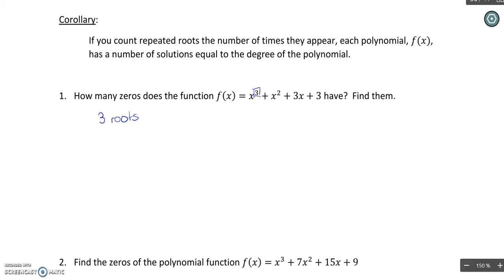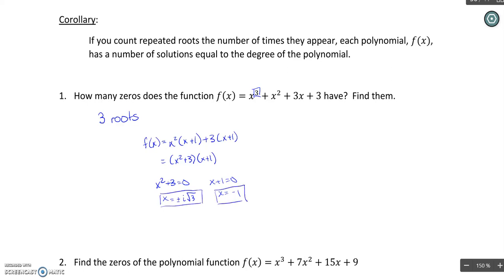Well, in this one, we could factor by grouping, right? f of x would equal x squared times x plus 1, bring out the 3, so plus 3 times x plus 1. So x squared plus 3 times x plus 1. And at that point, when we're actually finding zeros now, x squared plus 3 equals 0, and x plus 1 equals 0. So when I solve, x is equal to negative 1, and x is equal to plus or minus i square root 3. So there, did we get 3 different roots? Well, we got negative 1, which is 1. But then we also got plus or minus, so this will count as 2 different ones because we have the positive version and the negative version.